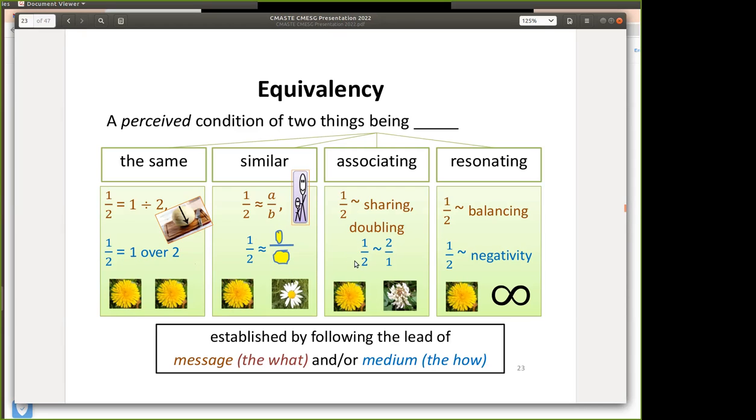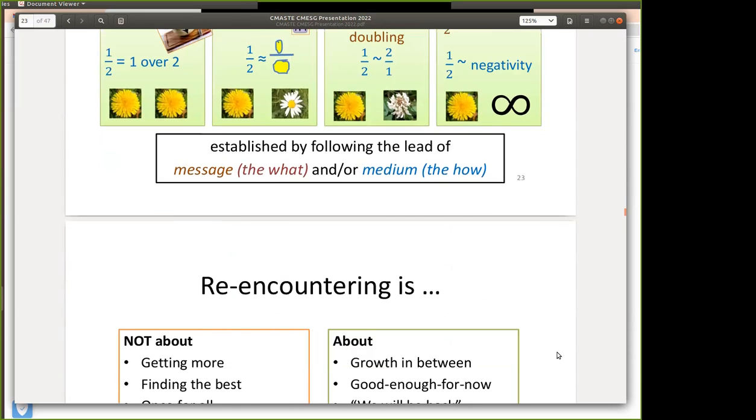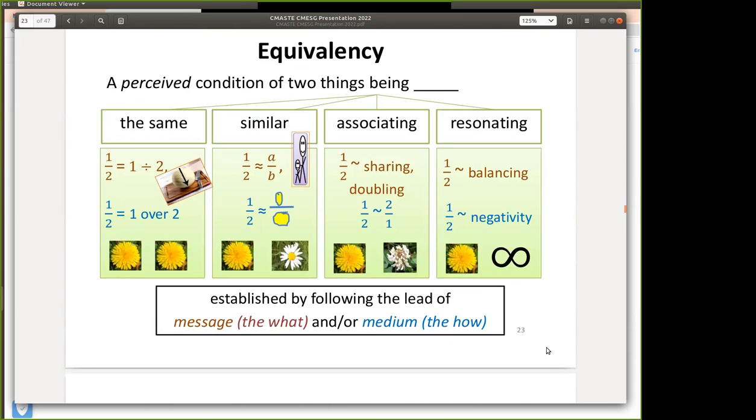Another thing I can say is that this kind of look can be associated with another two numbers, one over another, which is 2/1, because they are pretty close to each other. And the 1/2 can also resonate with negativity if a student, whenever they see this sign, connects it to their negative experience reflections.